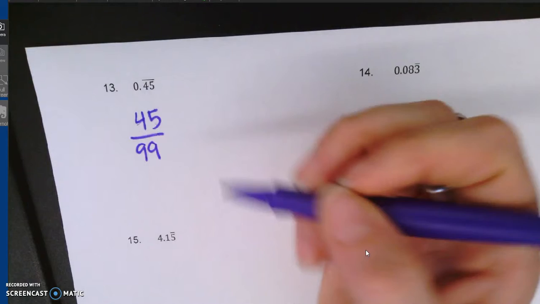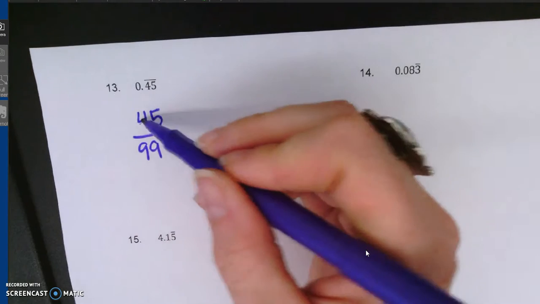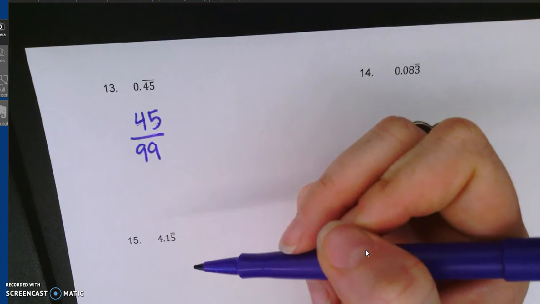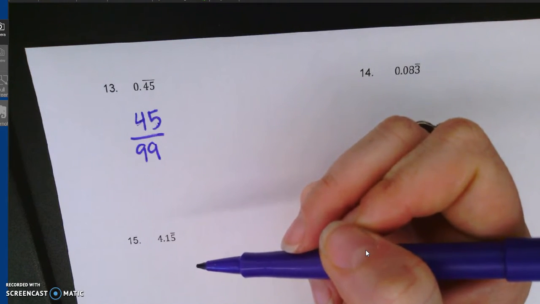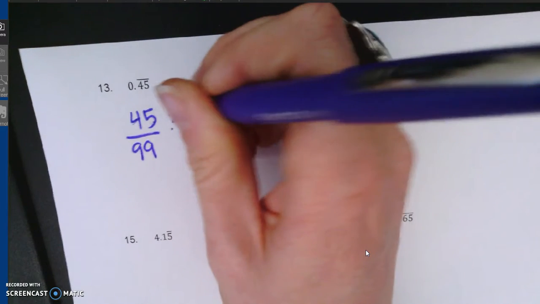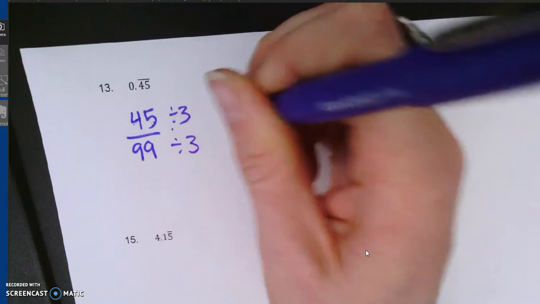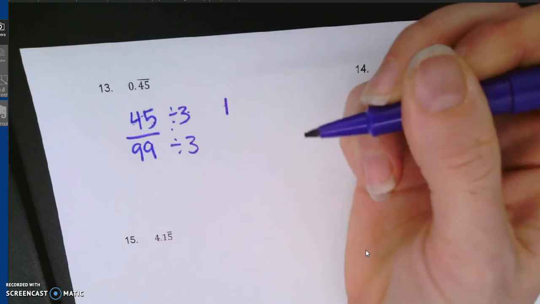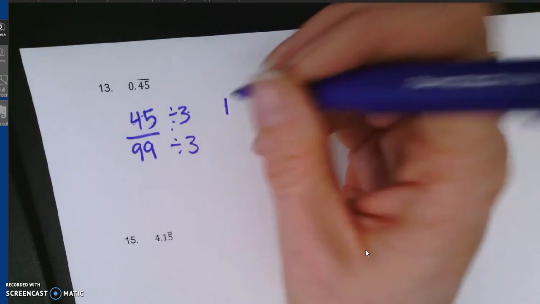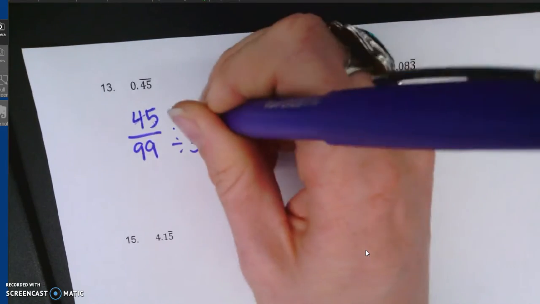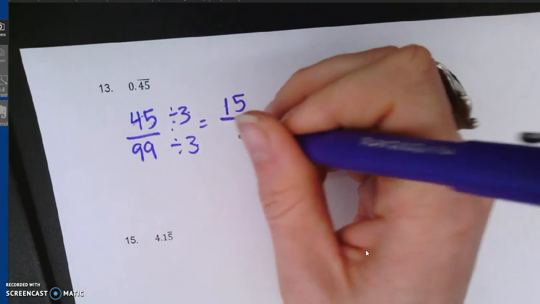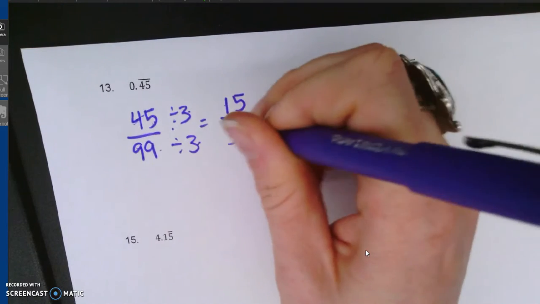What number goes into both of these? Well, it's 3, because 4 plus 5 is 9. If the sum of the digits is divisible by 3, then the entire number is divisible by 3. 4 plus 5 is 9. 3 goes into 9, which means 3 goes into 45. So we're going to divide by 3 to our numerator and denominator. 3 goes into 4 once, remainder 1. 3 goes into 15 5 times. So this is 15 over, 3 goes into 9 3 times, and 3 goes into 9 3 times.